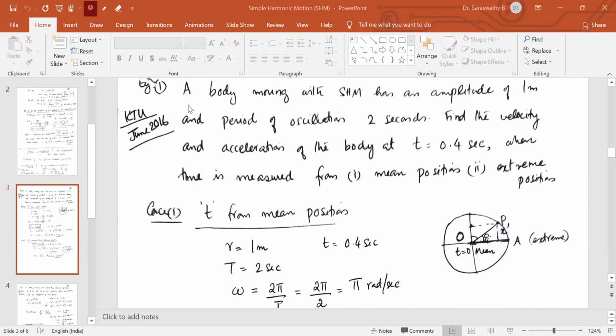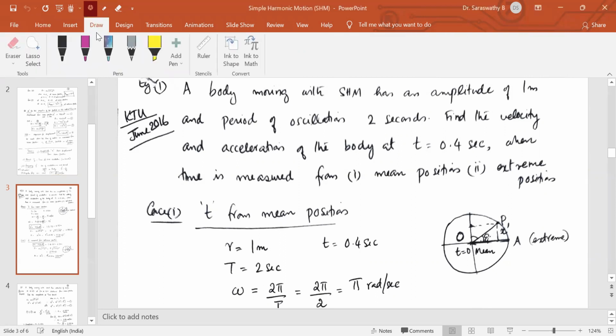The first question: a body moving with simple harmonic motion has an amplitude of 1 meter and period of oscillation 2 seconds. Find the velocity and the acceleration of the body at t is equal to 0.4 seconds when time is measured from mean position, and second case, when time is measured from extreme position.